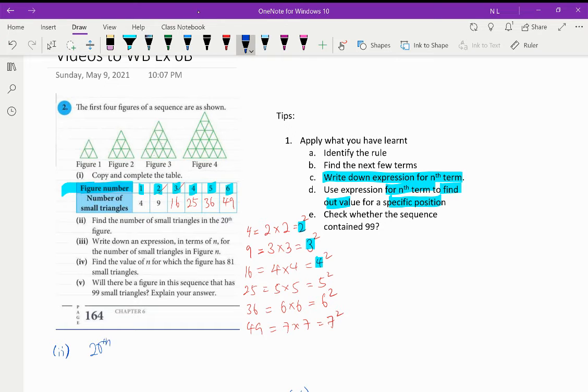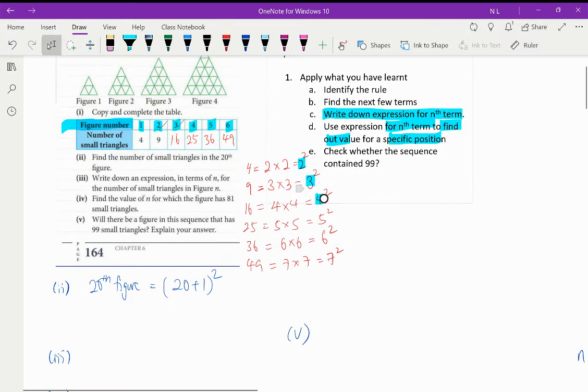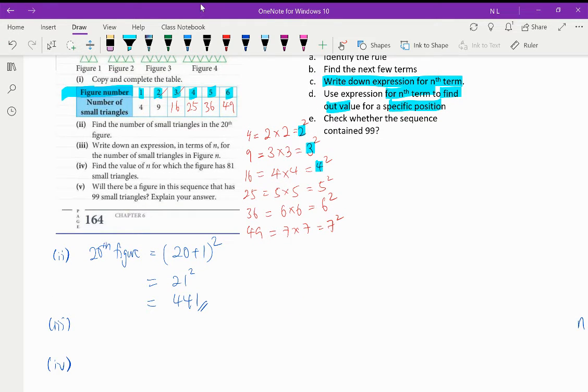So 20th figure will be 20 plus 1 square, which is 21 square. So 21 square equals 441. So this is the number of small triangles in the 20th term. So now let's look at part 3.